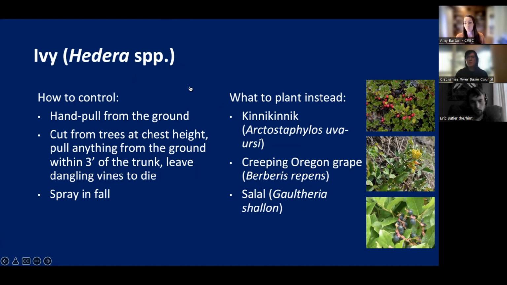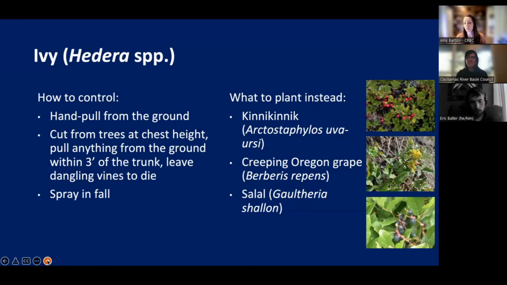We also have the creeping Oregon grape. Oregon grape is, of course, our native flower in Oregon. Such a pretty plant. It does have really pretty yellow flowers and berries that are eaten by an abundance of wildlife. They are edible to humans as well, but maybe not as tasty.